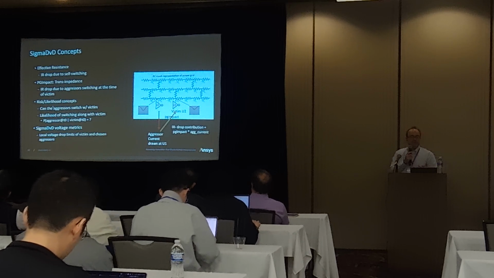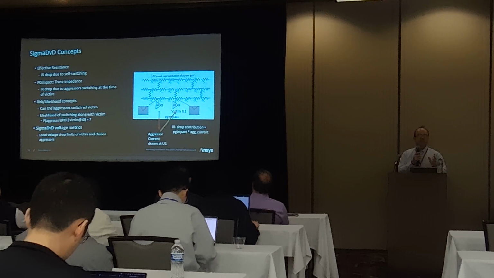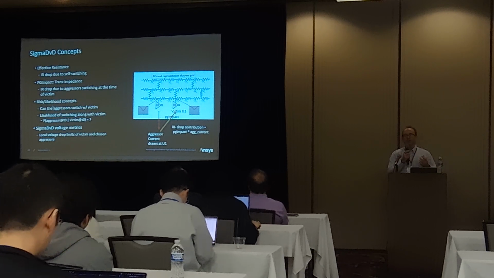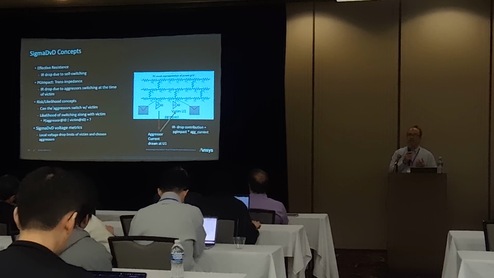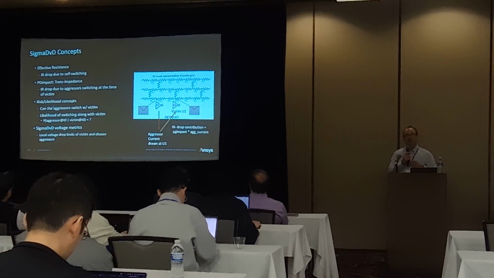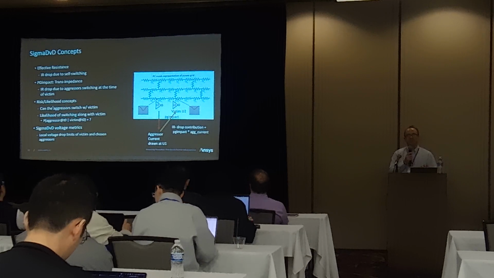Then you need to apply some kind of risk modeling. Can they switch? Are they going to switch together? Are they mutually exclusive, and all that? If you know the likelihood, you can end up getting some statistical models or some kind of worst-case conditions. From that, you could bound the DVD metrics or the IR metrics for each victim. So you have a lot of analytic power once you have all these quantities available to you.